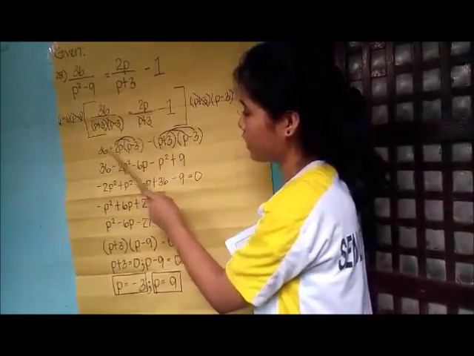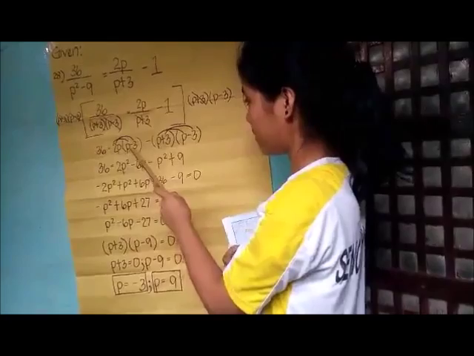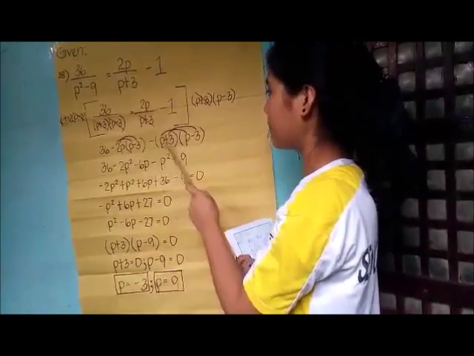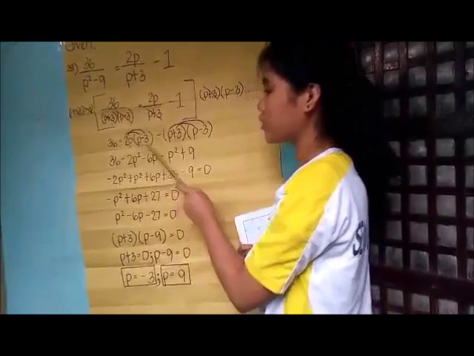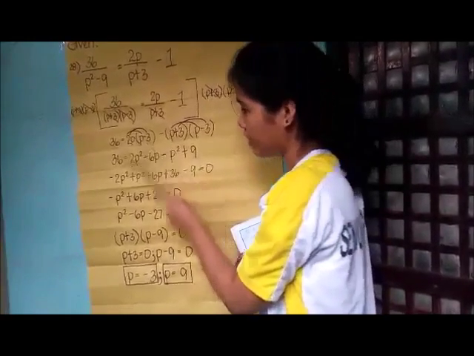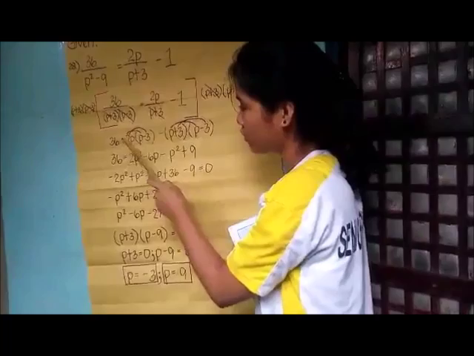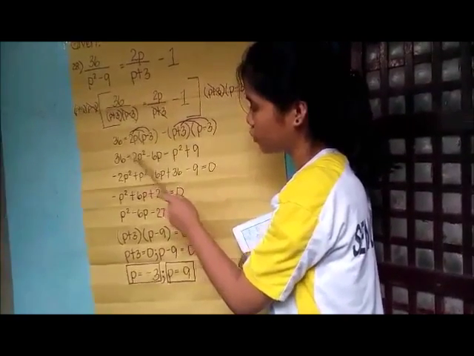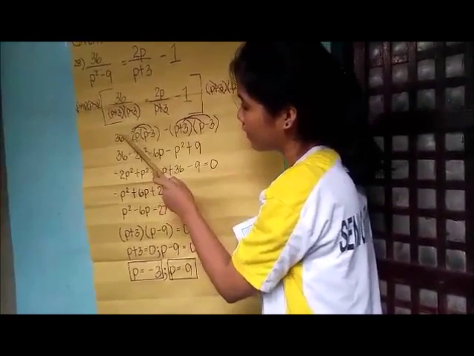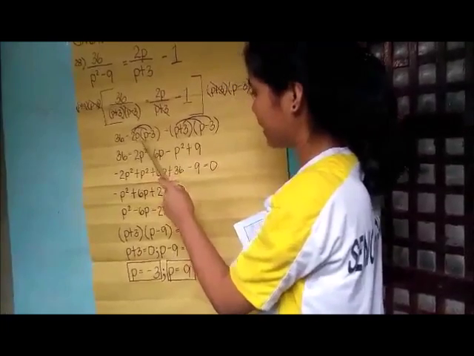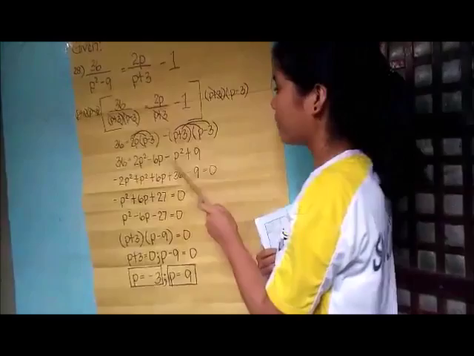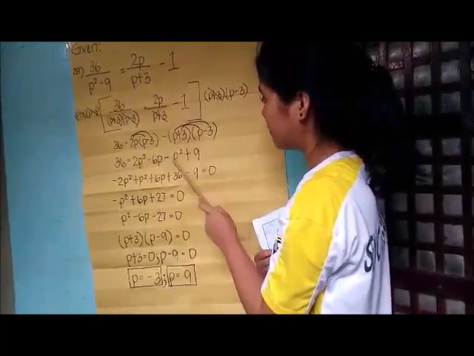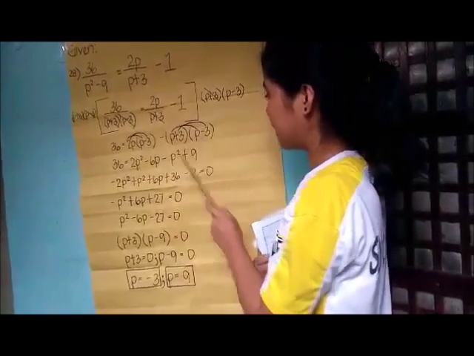So yung mga natira, i-bring down natin. Magiging 36 equals 2p times quantity p minus 3 minus quantity p plus 3 times quantity p minus 3. Para makuha natin yung sagot, kailangan natin siya i-distribute. Magiging 36 equals 2p times p equals 2p squared. Ito naman, 2p times negative 3, minus 6p. Ipo-FOIL method natin siya. Magiging p times p, p squared. 3 times 3, 9.